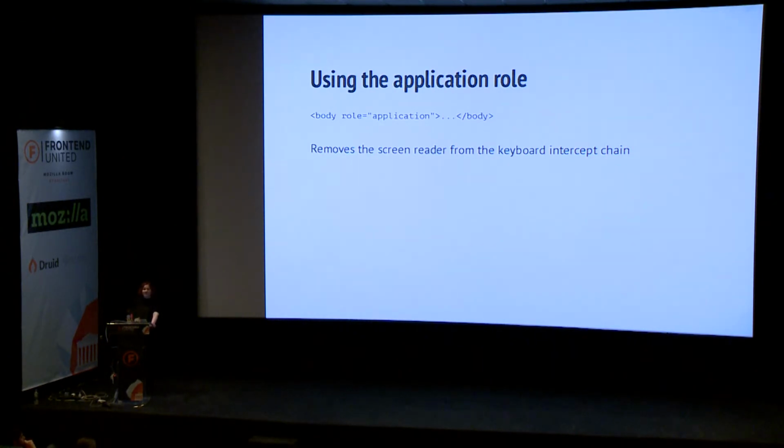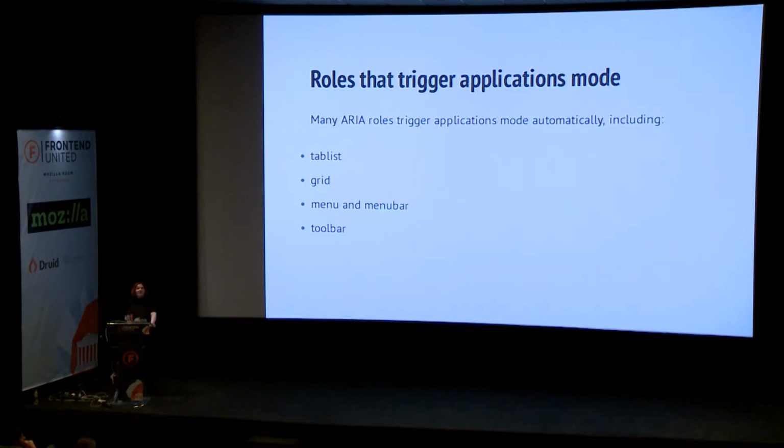Sadly, it gets a little bit worse than that, because it's not the only role that triggers this particular behavior. There are lots of them. The tab list role, grid, menu and menu bar, and toolbar are just a few of them. What's really extraordinary is that the roles that trigger this behavior in screen readers are not documented anywhere. I keep meaning to do it. I will get around to it because it's really important.